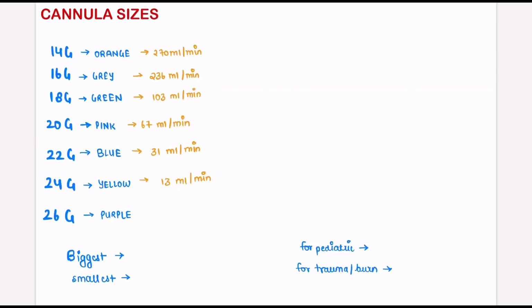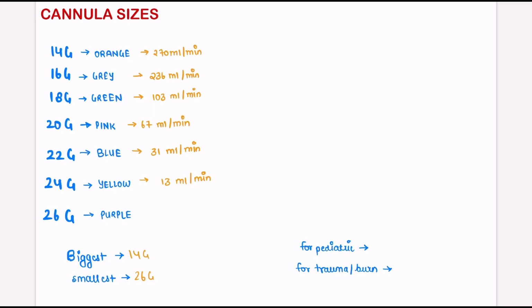Next, we are going to see about the cannula sizes. There is 14 gauge, 16 gauge, 18 gauge, 20 gauge, 22 gauge, 24 gauge and 26 gauge cannula. The colors are orange, grey, green, pink, blue, yellow, purple respectively. The flow rates are 270 ml per minute, 236 ml per minute, 103 ml per minute, 67 ml per minute, 31 ml per minute and 13 ml per minute. The flow rate is not very important for NEET, but it could be asked in INICET. The biggest cannula is of 14 gauge size and the smallest cannula is for 26 gauge size.